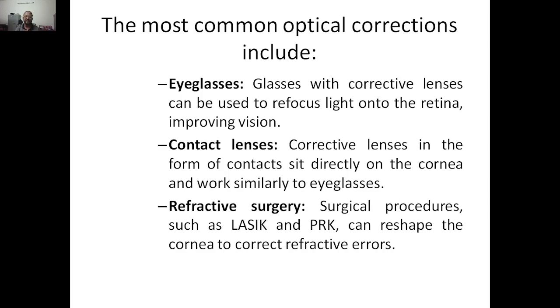Next, contact lenses. These are corrective lenses in the form of contacts that sit directly on the cornea and work similarly to eyeglasses. Contact lenses are nothing but eyeglasses, but you keep the contact lens inside the eye, just above your cornea. Next, refractive surgery. This is the high-level option. Surgical procedures, for example LASIK and PRK, will reshape your cornea so that it focuses the light properly onto the retina, to correct the refractive errors.